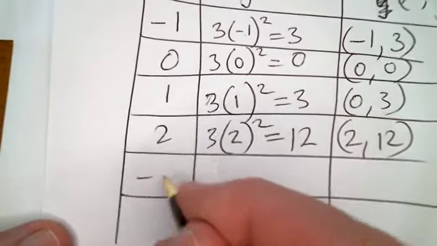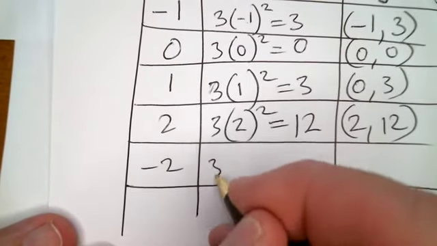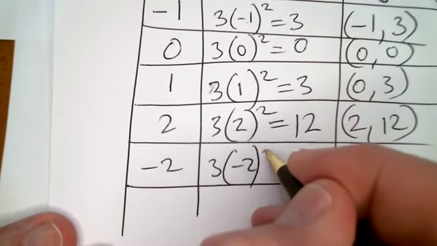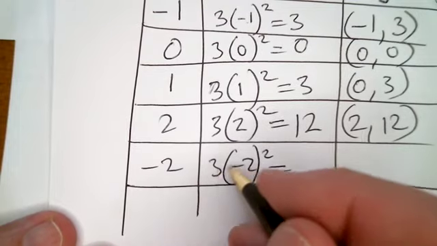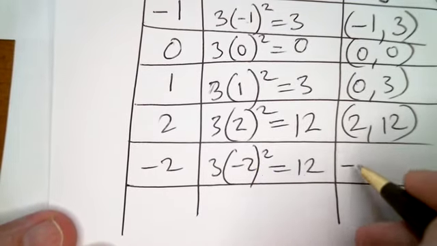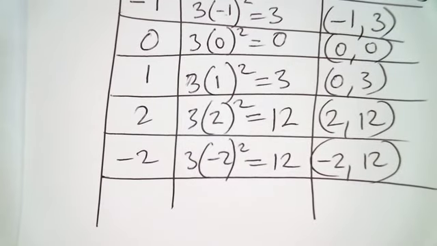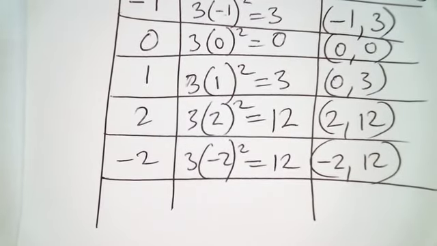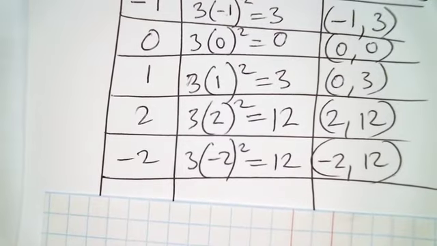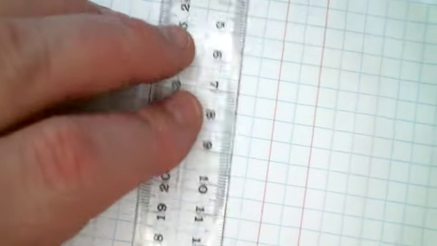We'll do the same with negative 2. I've got 3 times negative 2 squared, and of course negative 2 squared is 4. 3 fours are 12, so this is negative 2 comma 12. This is actually going to be quite a steep parabola. Let's have a look at how that plays out and plot those coordinates.